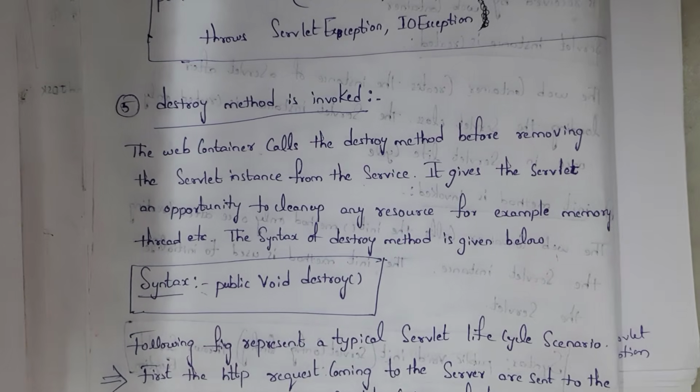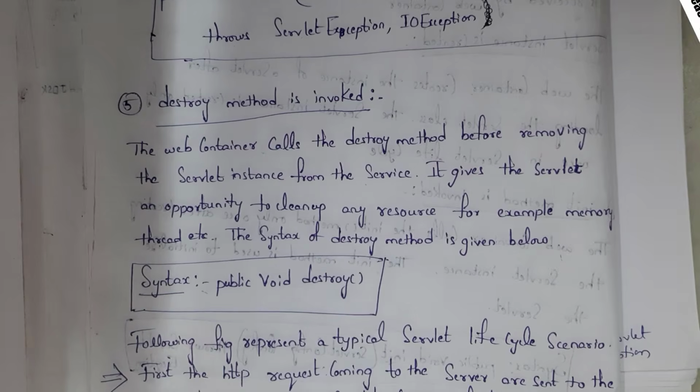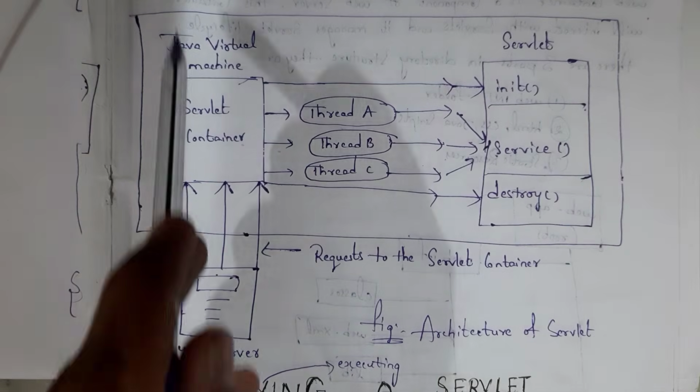This is the syntax to destroy a servlet. These are the three steps involved in the life cycle of a servlet. Next, the architecture of a servlet. This is the architecture of a servlet.